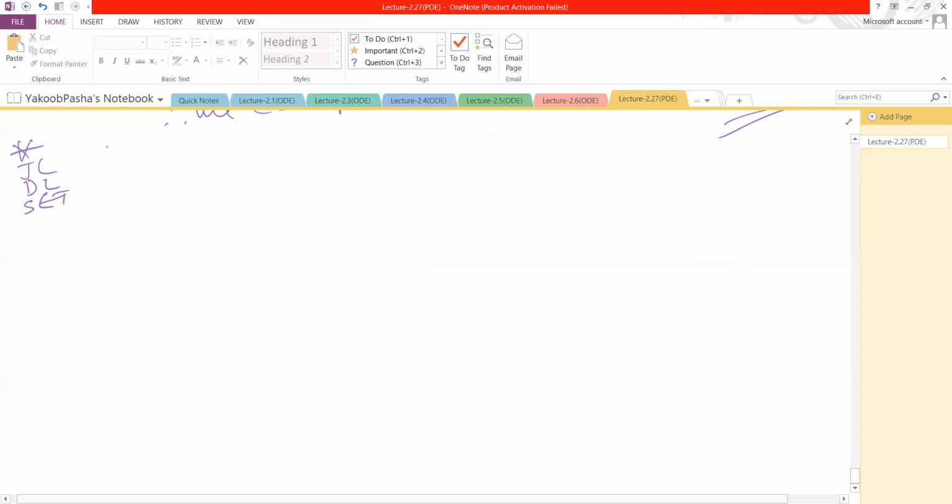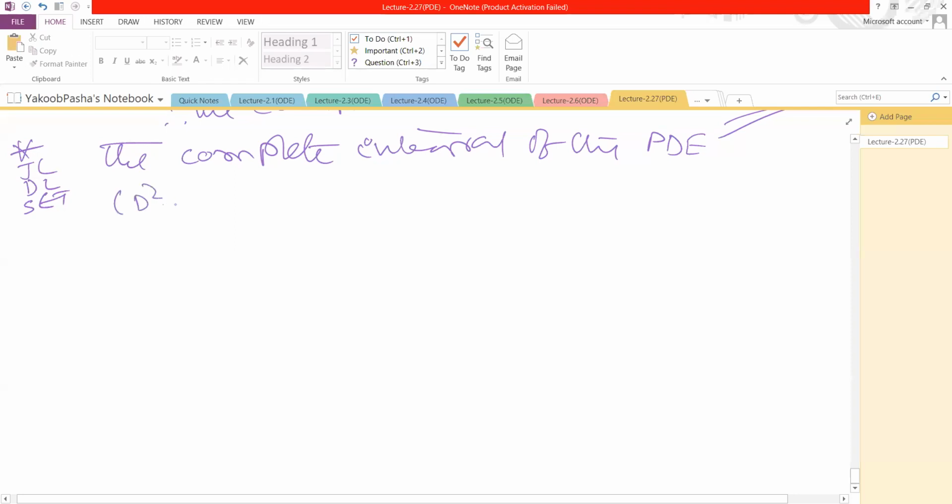The complete integral of the PDE. The options are different, and in all of them one common thing is there, the complete integral. I am not writing the options. Complete integral of the partial differential equation d square minus d dash plus d dash minus 1 into z is equal to cos x plus 2y.